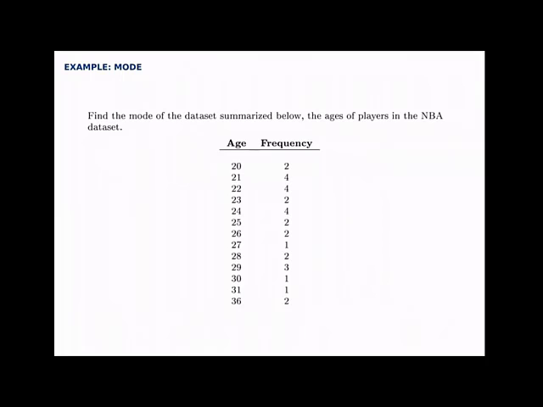Notice the highest frequency is 4 and occurs 3 times. There are 3 values which occur 4 times and are tied for most frequent, and those are 21, 22, and 24. So there are actually 3 modes, and this can happen a lot. In our case, the modes are 21, 22, and 24.